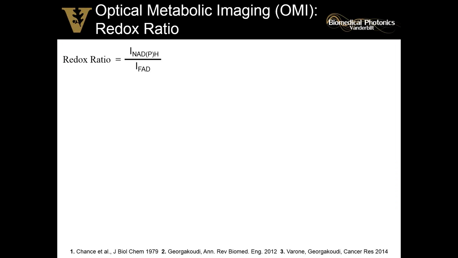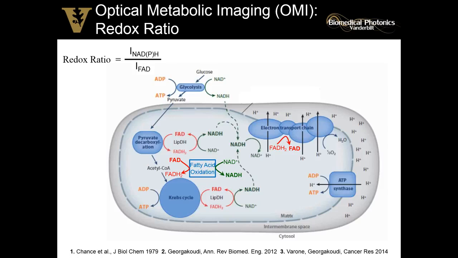So the endpoints that we're looking at are the redox ratio, which is just the fluorescence intensity of NADH divided by that of FAD. And this is a pretty well-established measure of cellular metabolism. The story is a little complex. We have NADH involved in reactions in the cytosol and in the mitochondria, and FAD as well.